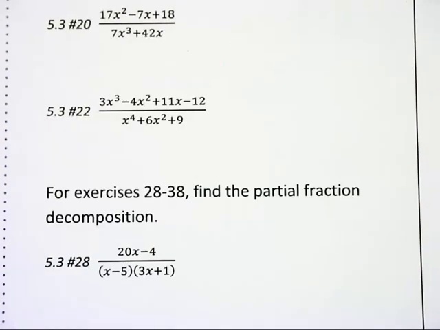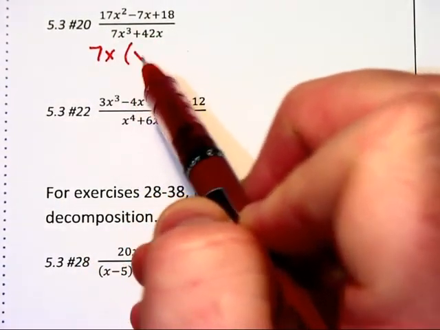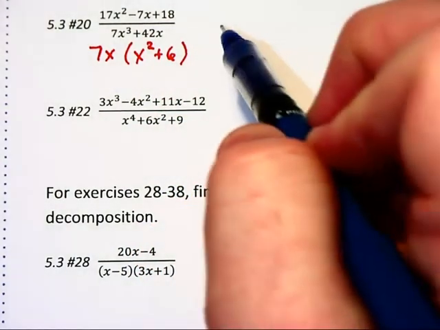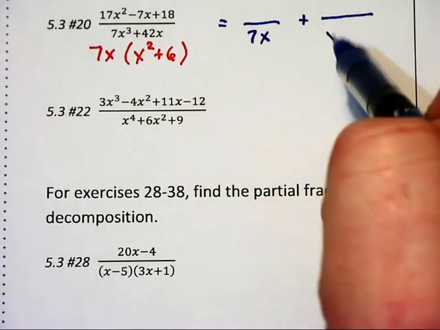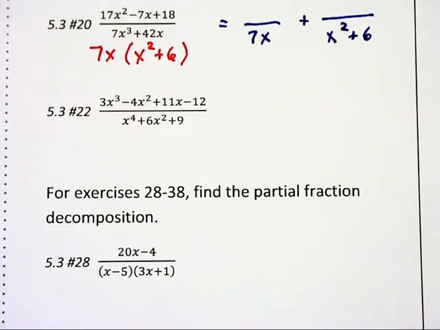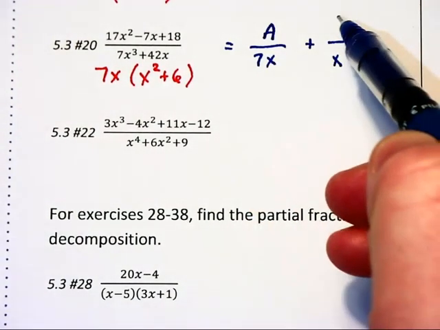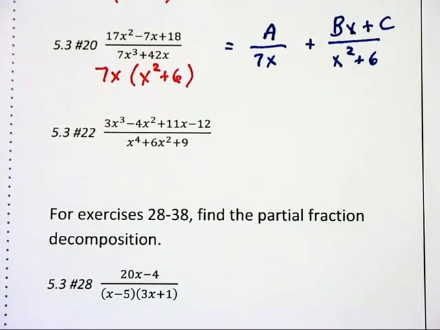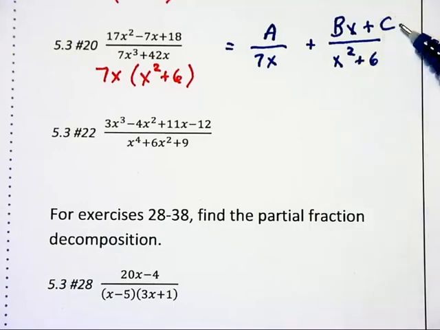Okay, for the next one, we can factor a 7x out of the denominator and have x squared plus 6. You can probably guess that we will have denominators of 7x over here at the right and x squared plus 6, and you would be correct. But the numerators are going to turn out to be different this time. We're going to have A over the 7x, but we're going to have Bx plus C over the x squared plus 6. You see, since this is a quadratic denominator, we want a linear numerator.